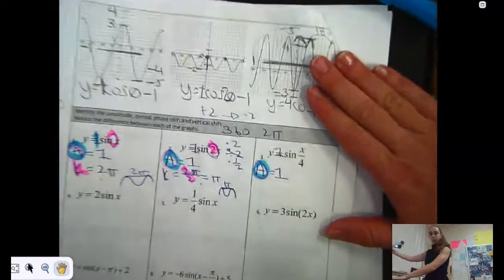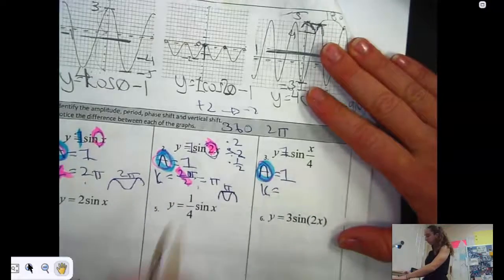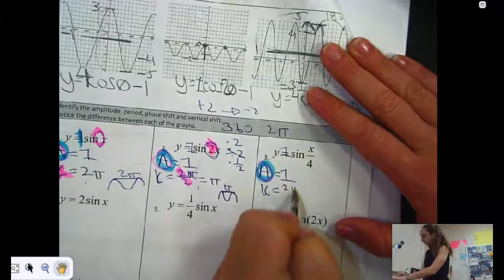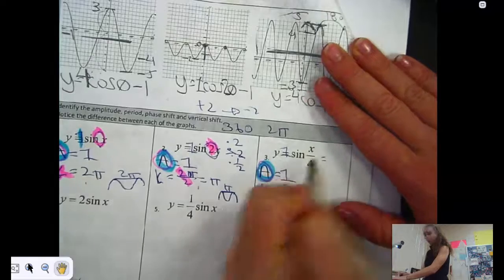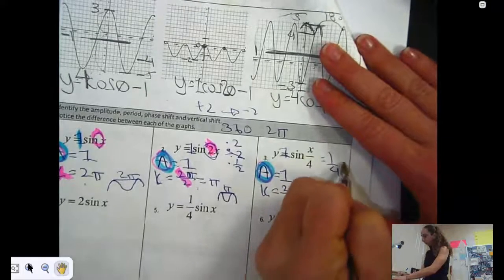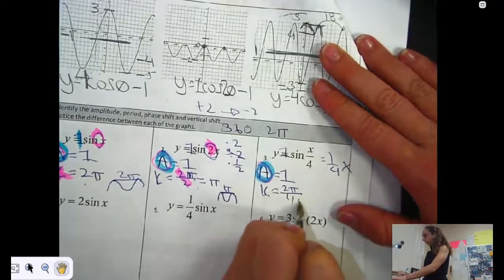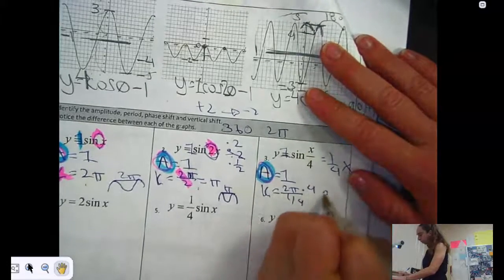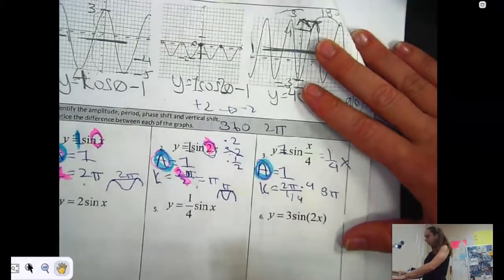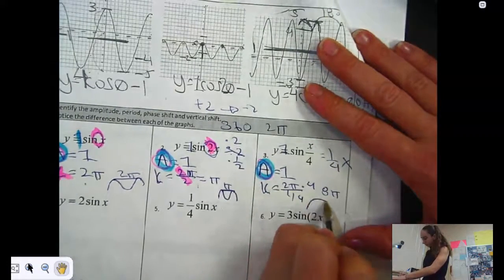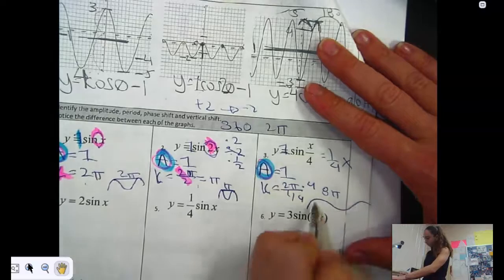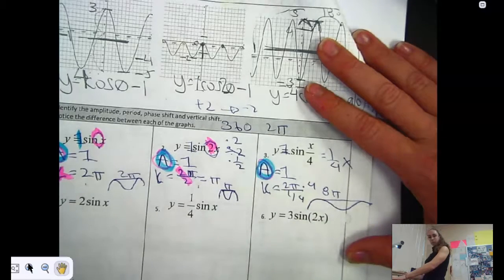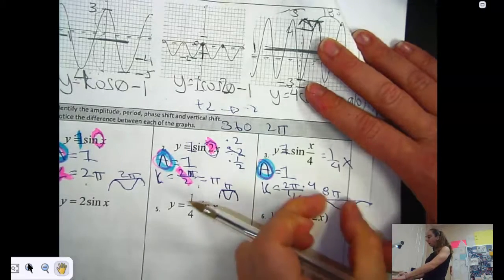So what I want you to do is figure out the period here. 2 pi over, well, x over 4 is 1/4 x over 1/4. 2 divided by 1/4 is the same as 2 times 4, which is 8 pi. So that means now hump to hump, it's like that. I didn't do a very good job, but that means the distance from hump to hump is 8 pi. It's a lot wider.